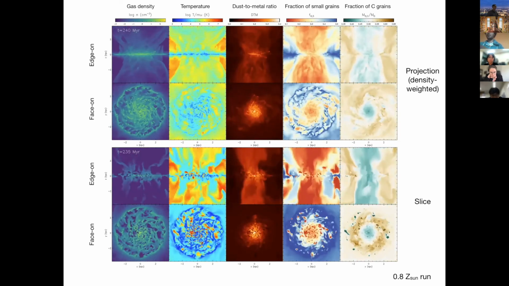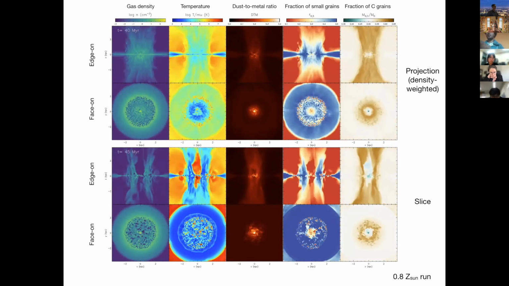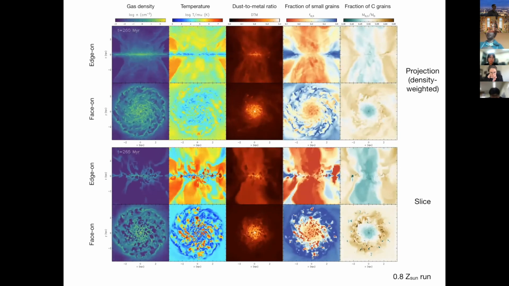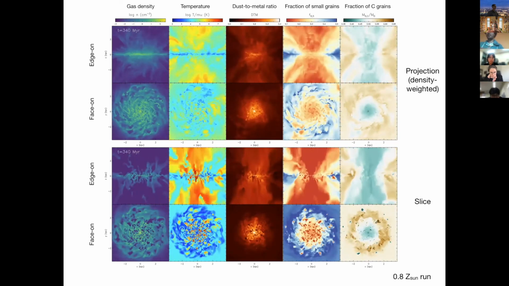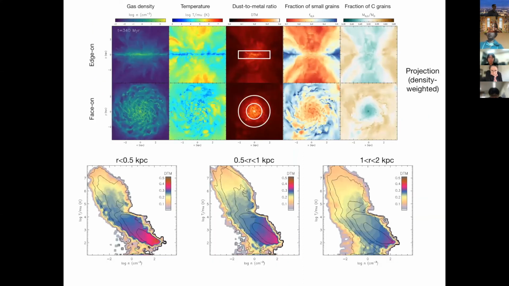So, a movie, just to have a nice introduction to what's happening. You see a projection on the two top rows and the slice on the two bottom rows. And you see the gas density, temperature, dust to metal ratio, the fraction of small grains, fraction of carbon grains, and it's interesting to see that small grains are decreasing over time in the disk and also in the wind, and we'll see some consequences. Let me skip that one.